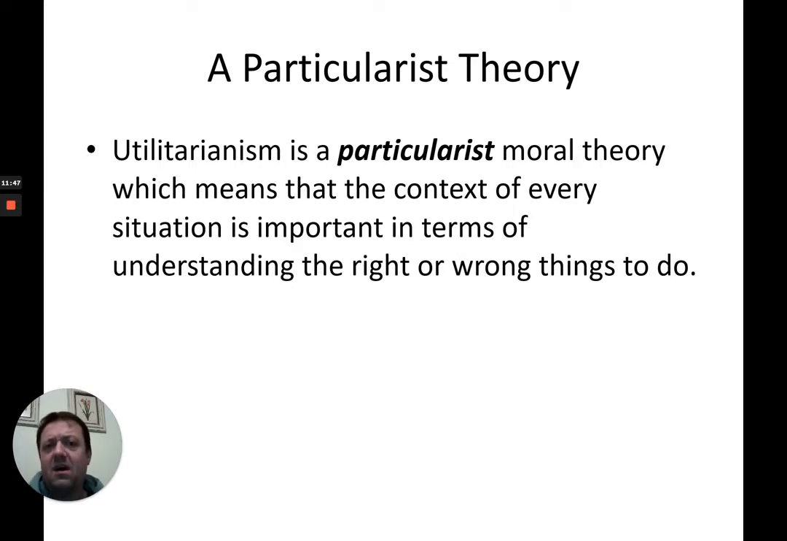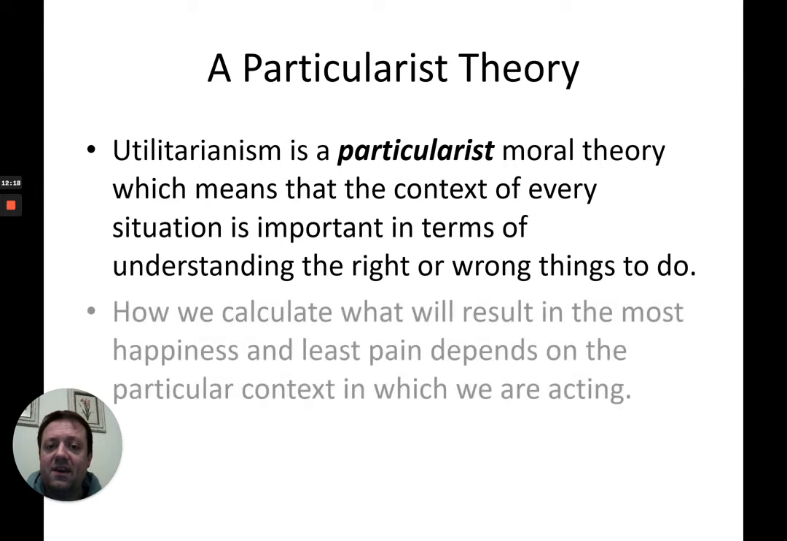So, for example, to contrast utilitarianism with Kant, Kant argues that one should never break a promise under any circumstances, right? And we'll come to the reasons why that is in the video on Kant. But a utilitarian would say that under certain circumstances it would be okay to break a promise if the result of that was that a greater happiness was produced and pain was minimized. All right, so it's a particularist theory in the sense that it has to look at a particular situation.